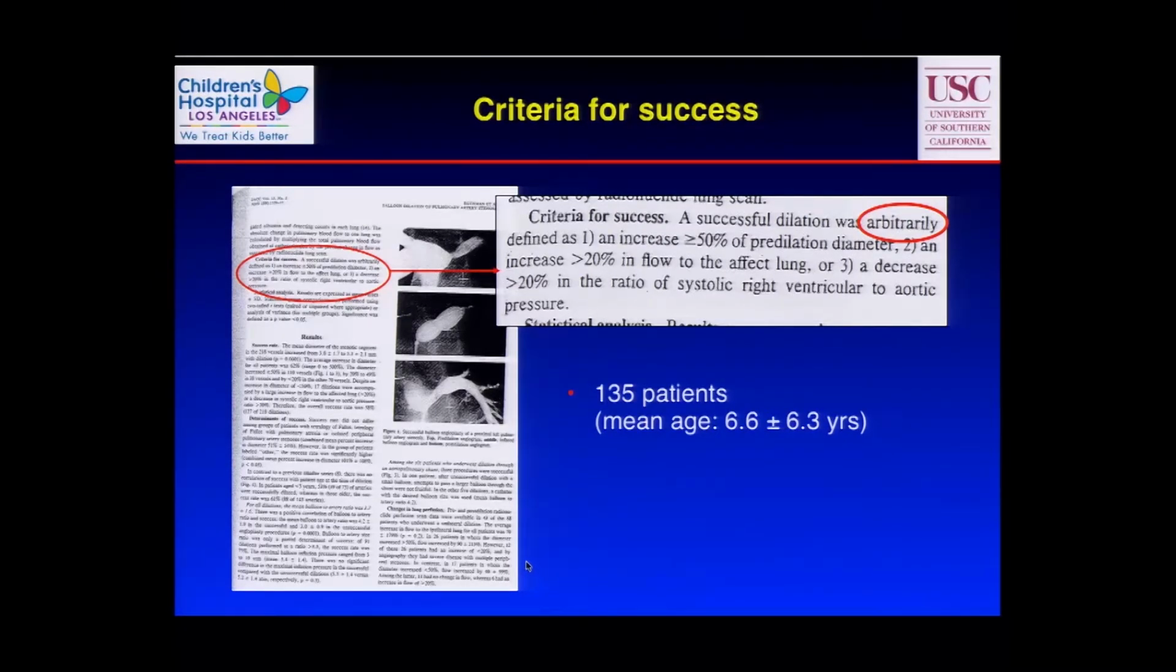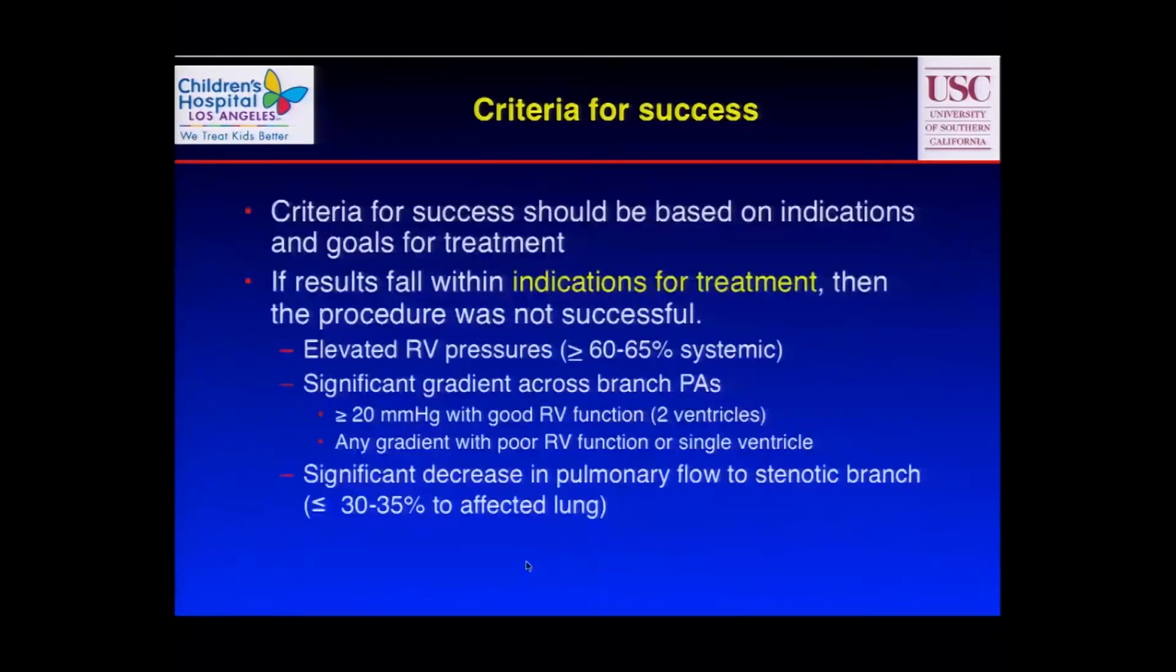Look at 135 patients here, average age about 6.6 years. The vessel diameter increased from 3.8 to 5.5. So that is a big difference. But if you look at the newborn pulmonary artery, that's pretty much the normal size of a pulmonary artery in a 6-year-old. So is that really successful by normal standards? By those criteria, yes, it was.